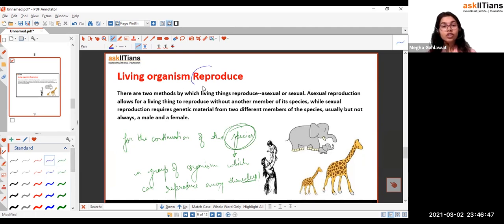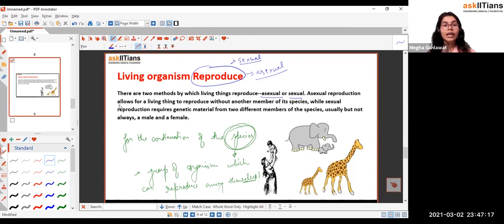Now, this reproduction could also be of two types. We have the sexual, where the two parents are involved, a male and a female. And we have the asexual, where only one parent is involved. Now, this asexual kind of reproduction can happen mostly in the microorganisms such as the bacteria or amoeba, etc., or in a few insects such as the honeybees, right? So you're going to learn more about it. Okay, so we have the asexual and the sexual reproduction.